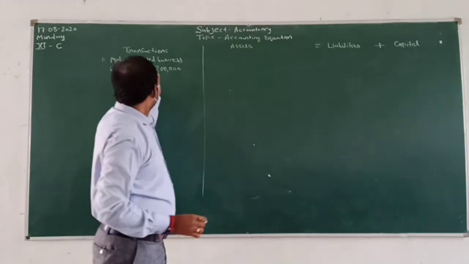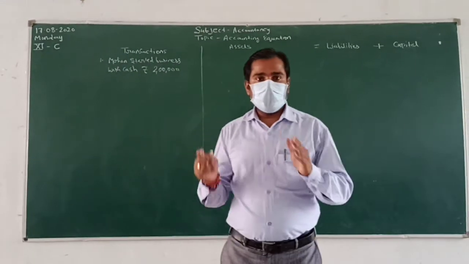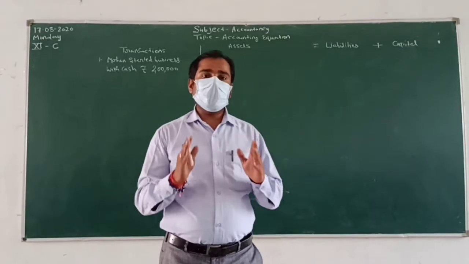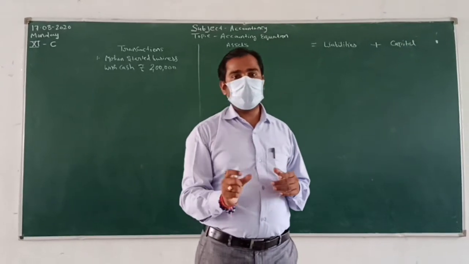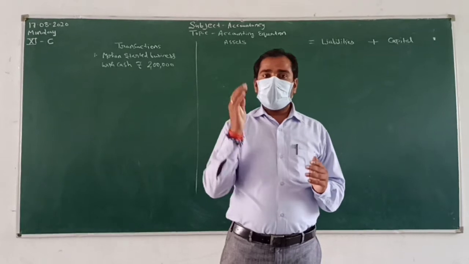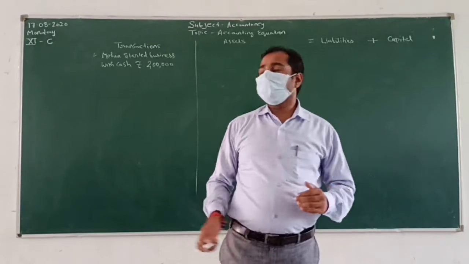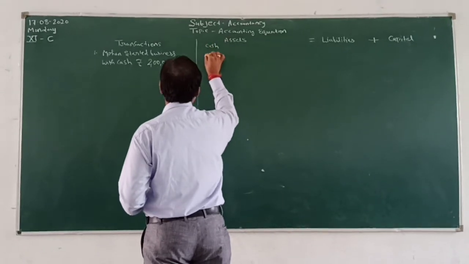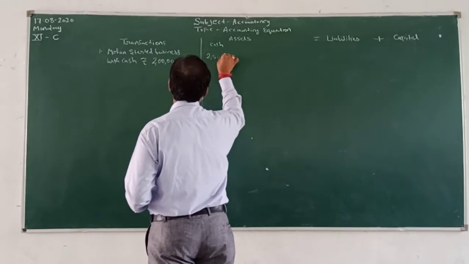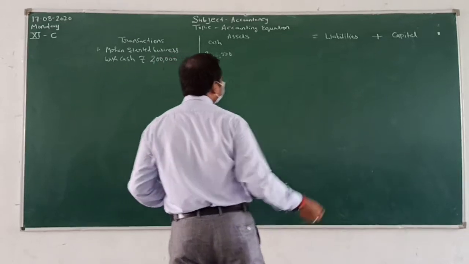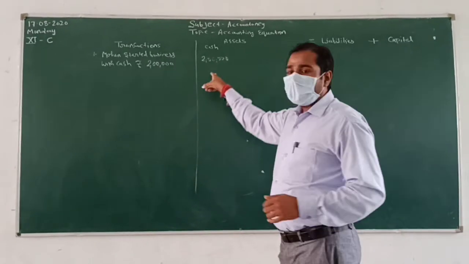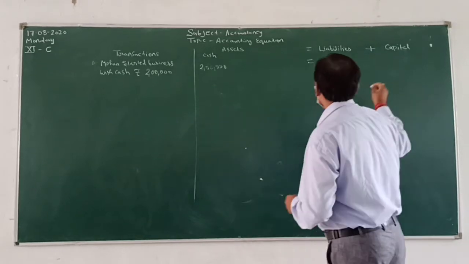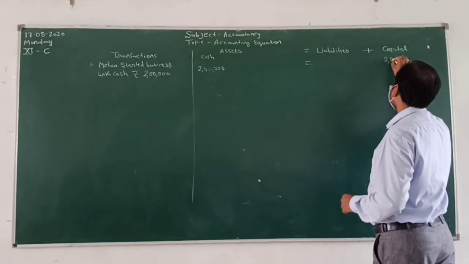By this transaction, we know that Mohan brought 2 lakh rupees in the form of cash for the purpose of capital. So we get two things. One thing is that the cash has come inside the business and cash is our asset. So we write here cash and we write 2 lakh rupees here. After that, 2 lakh in the form of cash has come for the purpose of capital. So we write 2 lakh here.